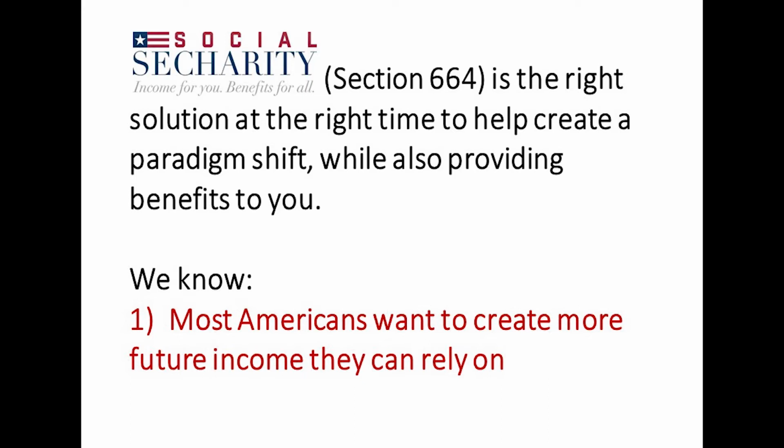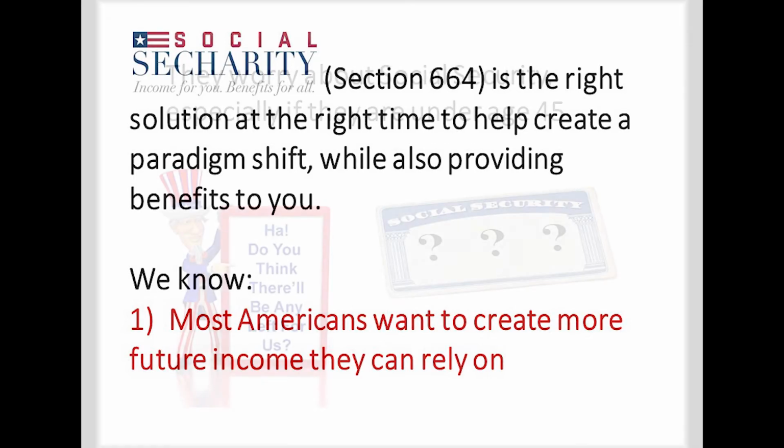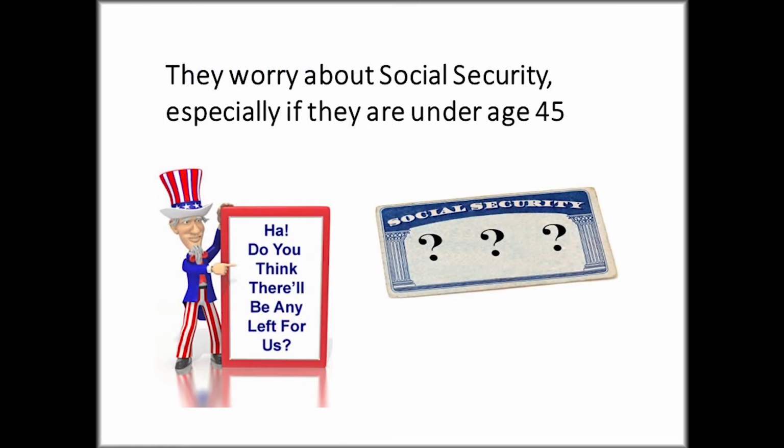Now, as a result of people in our country wanting to create more income, this section of the code is perfect at this time. We know that most Americans want to create more future income that they can rely on. The young in the country, those under 45, actually worry about Social Security, and rightfully so. They've been told and they've heard that Social Security is going to be out of existence in the not-too-distant future.